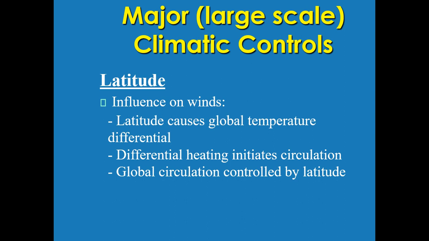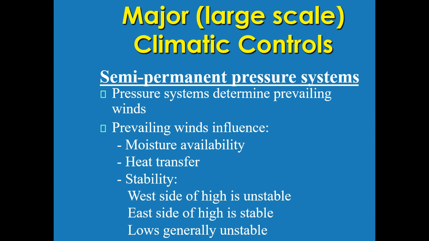So the latitude and the temperature differential, the differing amounts of incoming solar radiation, and where your warmest temperatures are at the equator versus the colder temperatures of the poles, gets things moving in the atmosphere, gets that wind flowing, the global circulation going, and creates specific latitude belts. And that determines a lot as far as the average weather for a specific location.